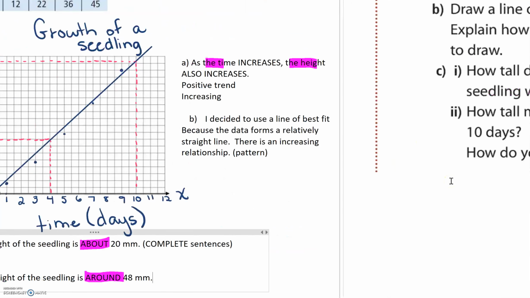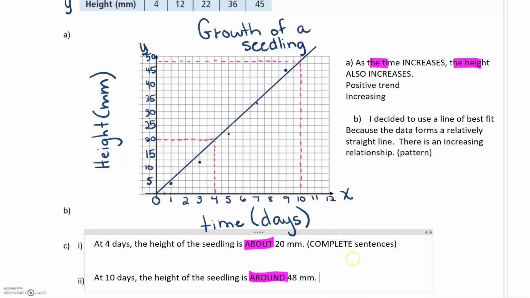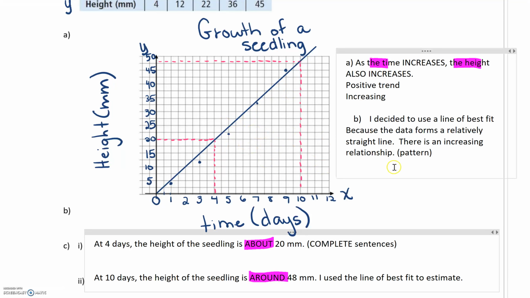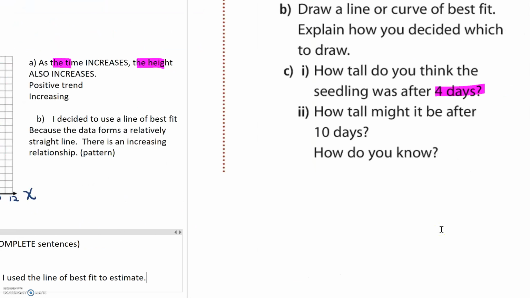So it asks me also to explain how I know. So I used the line of best fit to estimate. That's how I know. Otherwise, you can't just take a random guess. And we don't want you guys using the table. If it says to estimate and you already made a graph and a line of best fit, we'd like you to use the line of best fit. It's a bit more specific that way.